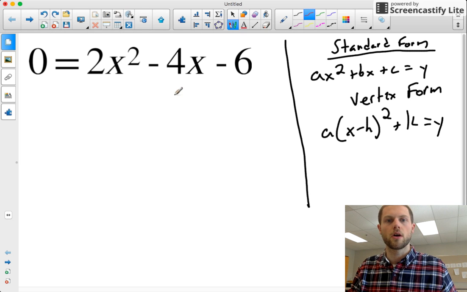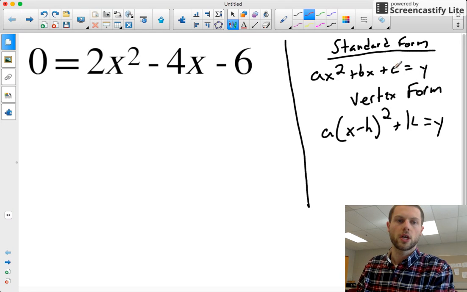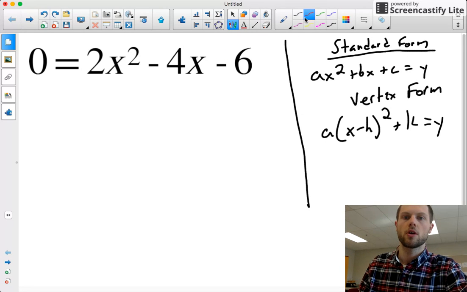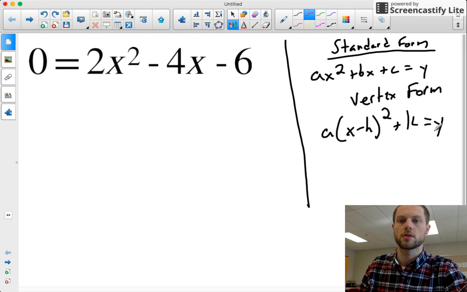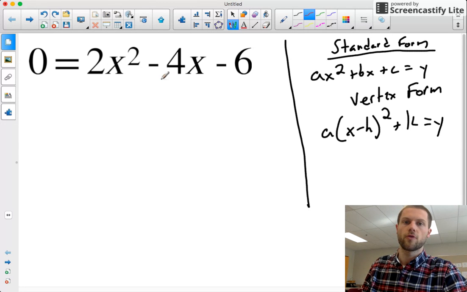Here's an example of trying to get a standard form equation into vertex form so that we can solve it using square roots. Typically when we solve using the square root method, we like to see something that looks like vertex form. What we have right now is not in vertex form. So hopefully this will help get it into vertex form so we can solve by using square roots.